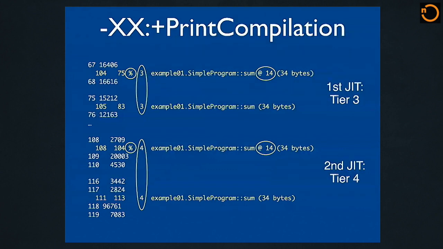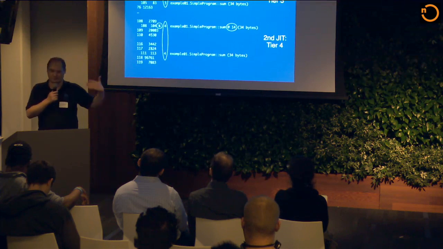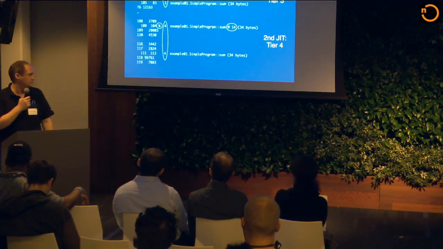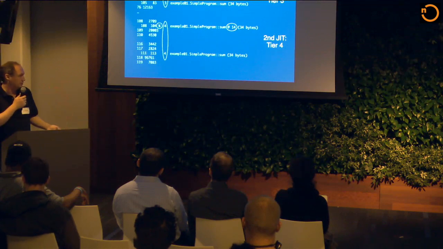Now, we know there are 2 tiers of JITs. So why does it say 3? We'll get to that. Then we have the method name. One of them has this number after it and a % before it. And then a little bit later, we see one at tier 4. As you can imagine, that's the step after 3. And these roughly correspond to where the numbers get better.